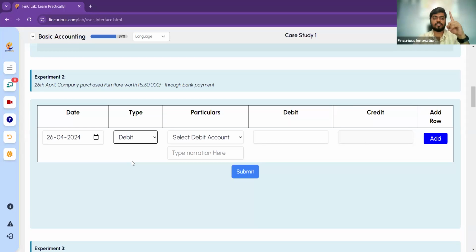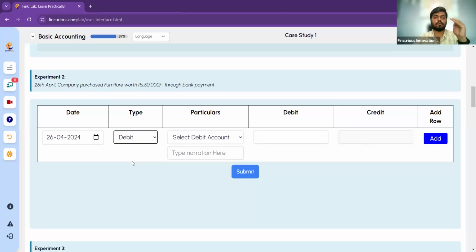One is furniture account. If you are purchasing, you should not debit purchases because you are purchasing an asset. If you are purchasing an asset, the asset name only should be debited. That is furniture account. Second account is through bank payment. In the example I told you, it was cash. Now they are telling through bank payment, which means bank account should be there. So two types of accounts will come here: furniture account and bank account.